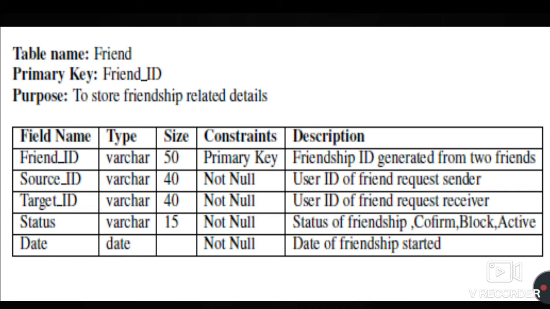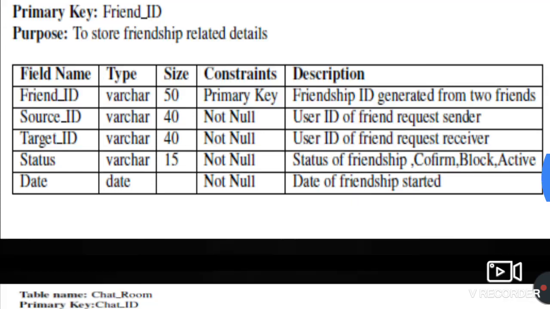And the status means the friend request may be in the active state, the confirmed state, or the block state, any of the states. And date is when the friendship is established.